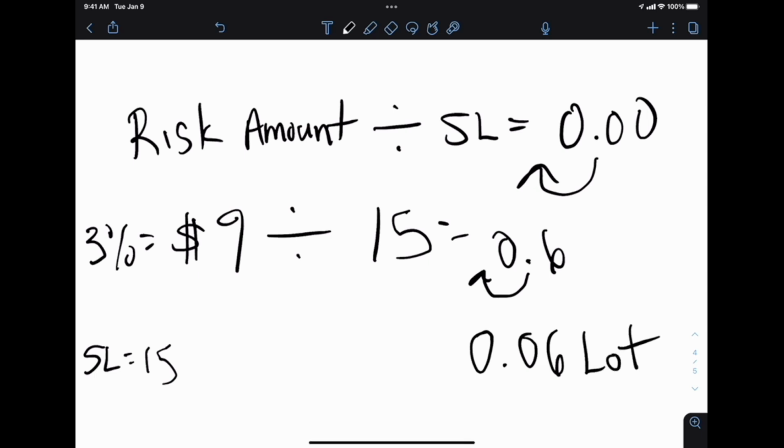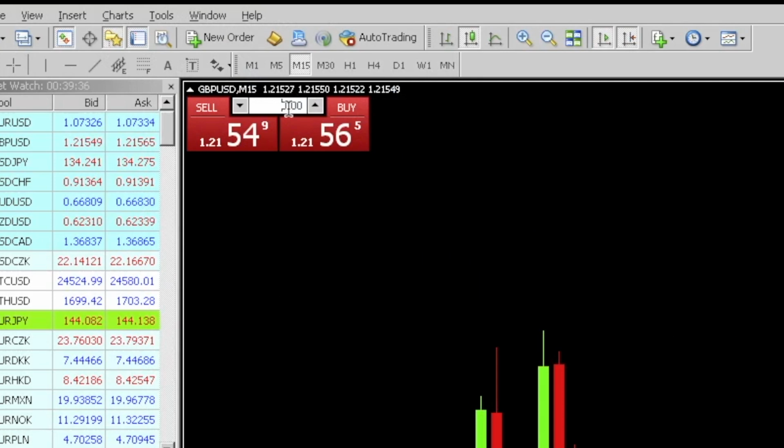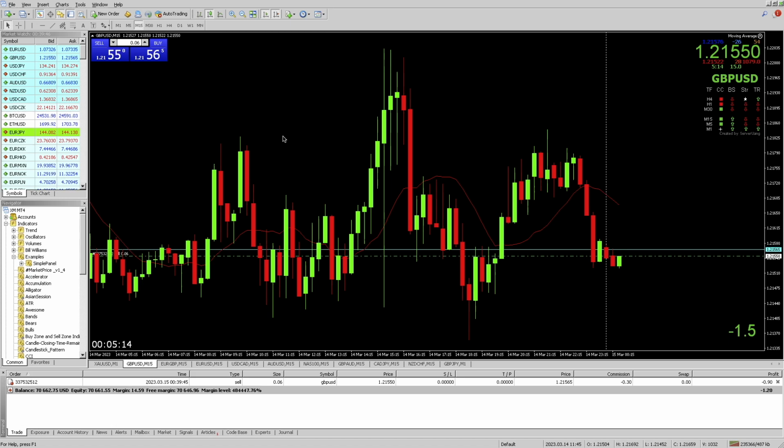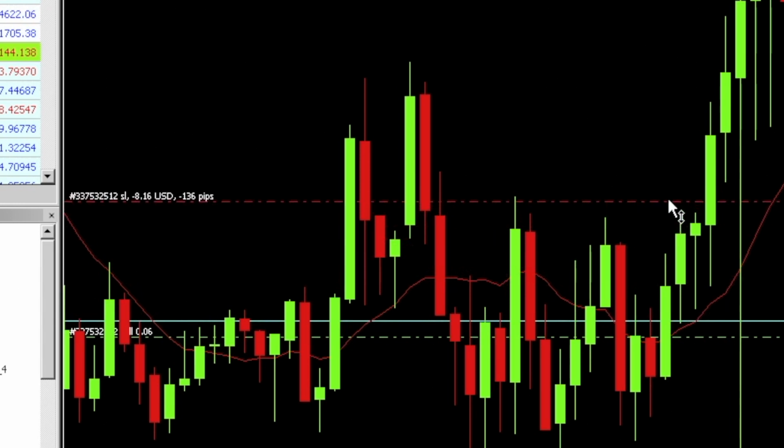All right, let's take a look on MT4. So as you can see here, we're on GU, and let's say we did a 0.06. We have a demo account here. And let's say we took a buy trade. No, let's say we took a sell, okay? And then we wanted to drag this up 15 pips.